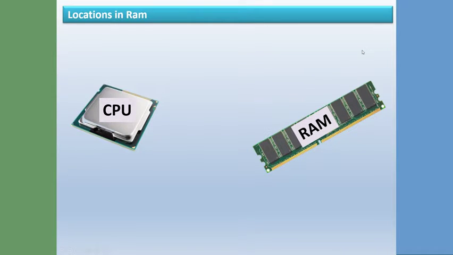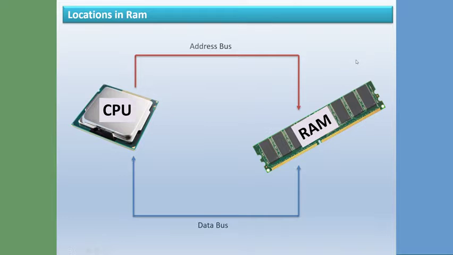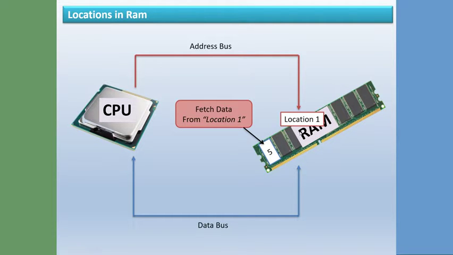So this is how locations work. We have a CPU, we have our RAM. The address bus, as we know, is what finds and sends the request for the next address. So we're looking for location 1. Finds that. There's our instruction. It's some data, number 5.